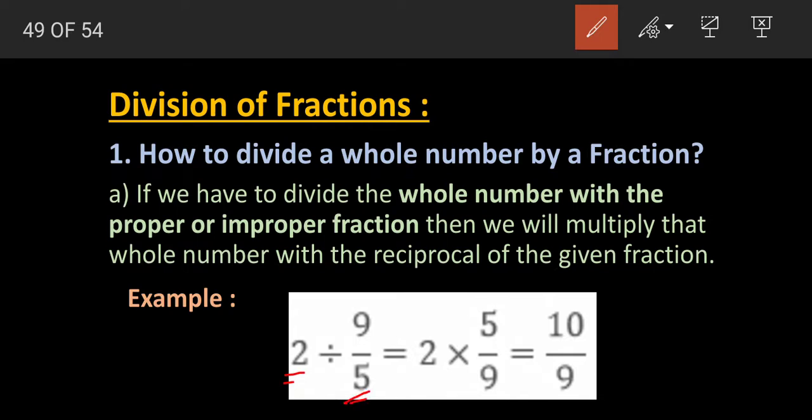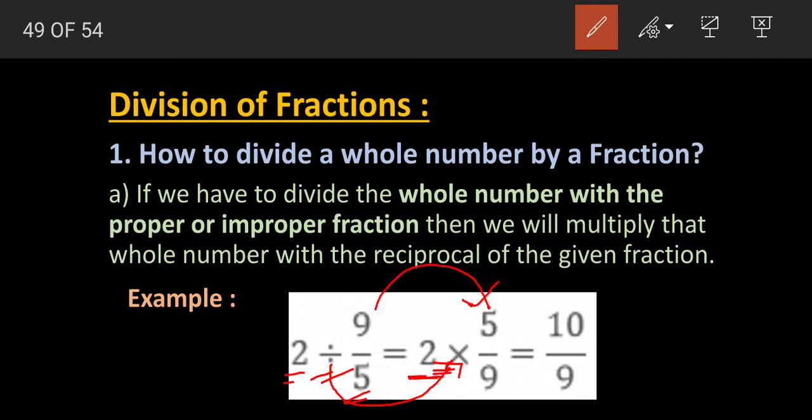Okay, so the whole number is 2, divided by 9 by 5. So what to do? First, write the whole number or fraction. First you have to write that number and just change the division sign to a multiplication sign. In place of the division sign you have to write a multiplication sign.